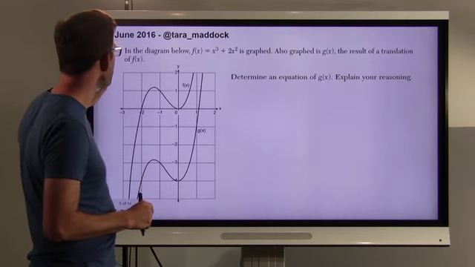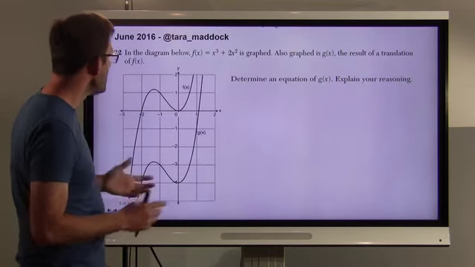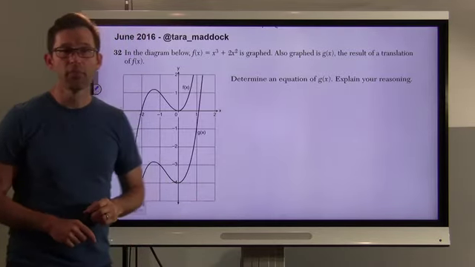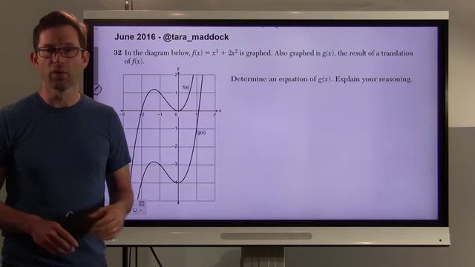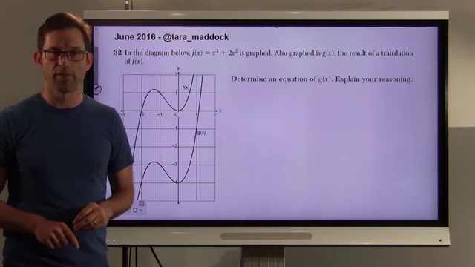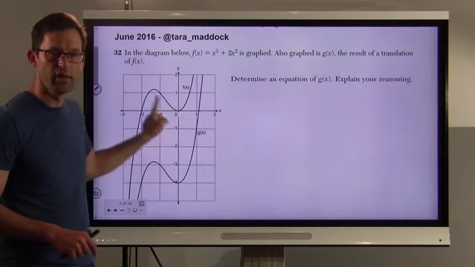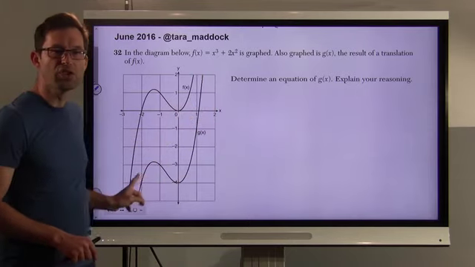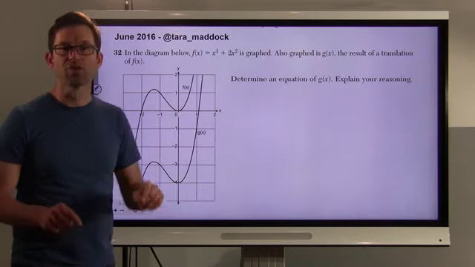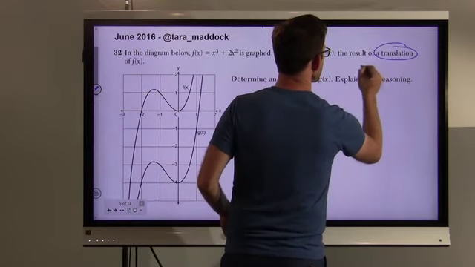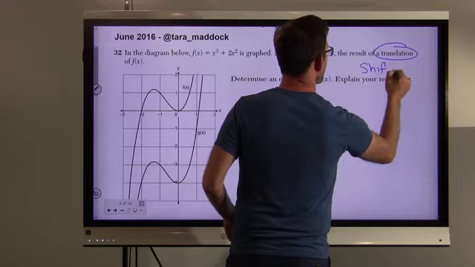June 2016, asked by @Terramatic, right? It looks really complicated. Here we go. In the diagram below, f of x, which is equal to x cubed plus 2x squared, is graphed. Also graphed is g of x. So here's f of x, right? That's that one. And then g of x is down here. The result of a translation.